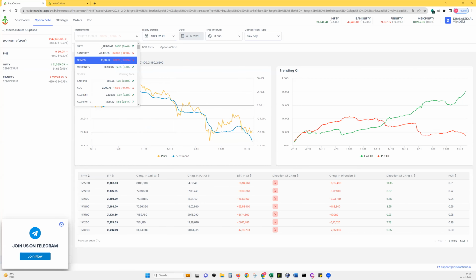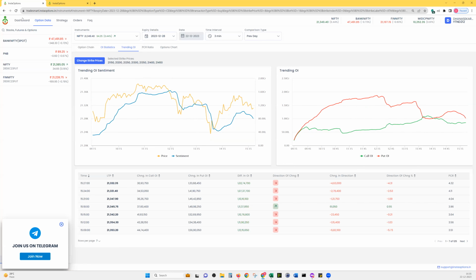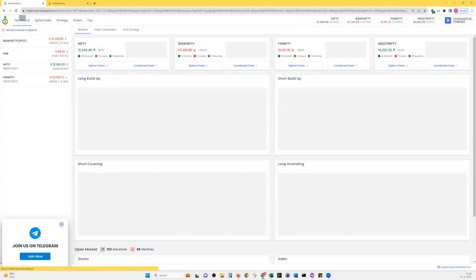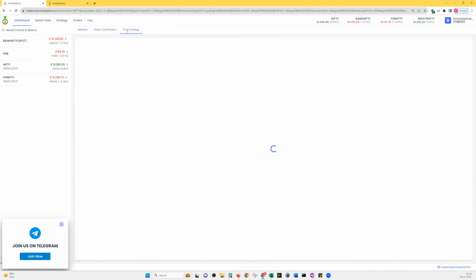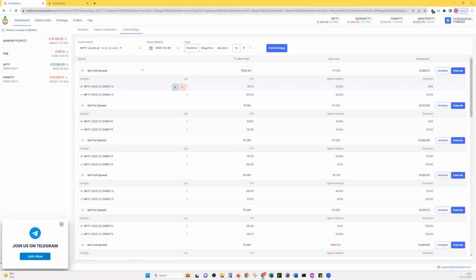It's very simple. Just go to the dashboard, and in the dashboard, you can click on find a strategy. Once you click on find a strategy, it automatically populates different option strategies for you. It shows you positive trades and negative trades. You just click on negative and then click on find strategy.